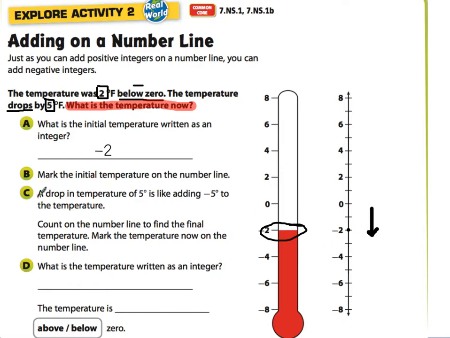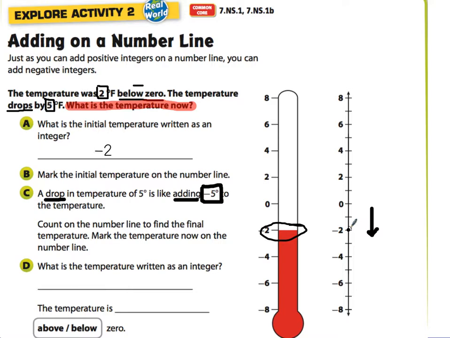Right, so now a drop in temperature of 5 is like adding -5. So yes, we're talking about dropping, and dropping means essentially taking away. But in this case, we're looking at it in terms of addition. So it's adding a -5 to the temperature. So we're going to count on the number line to find the final temperature.